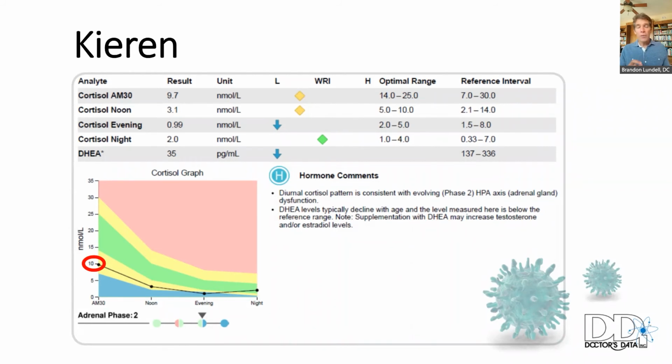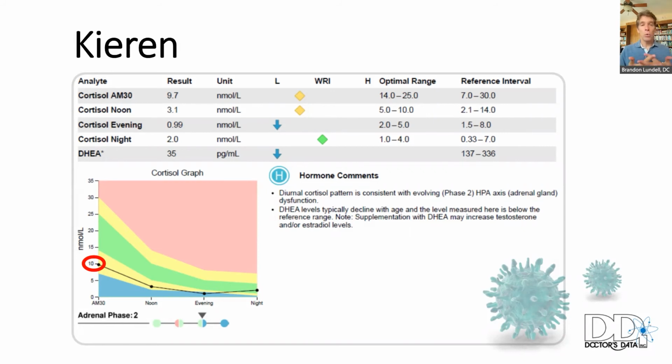The morning cortisol, though, is the one that you want to watch first, because it can take a year or two for all of the adrenal markers to come back into normal levels. But you're on the right track if that morning cortisol starts to move. So his DHEA was really low.